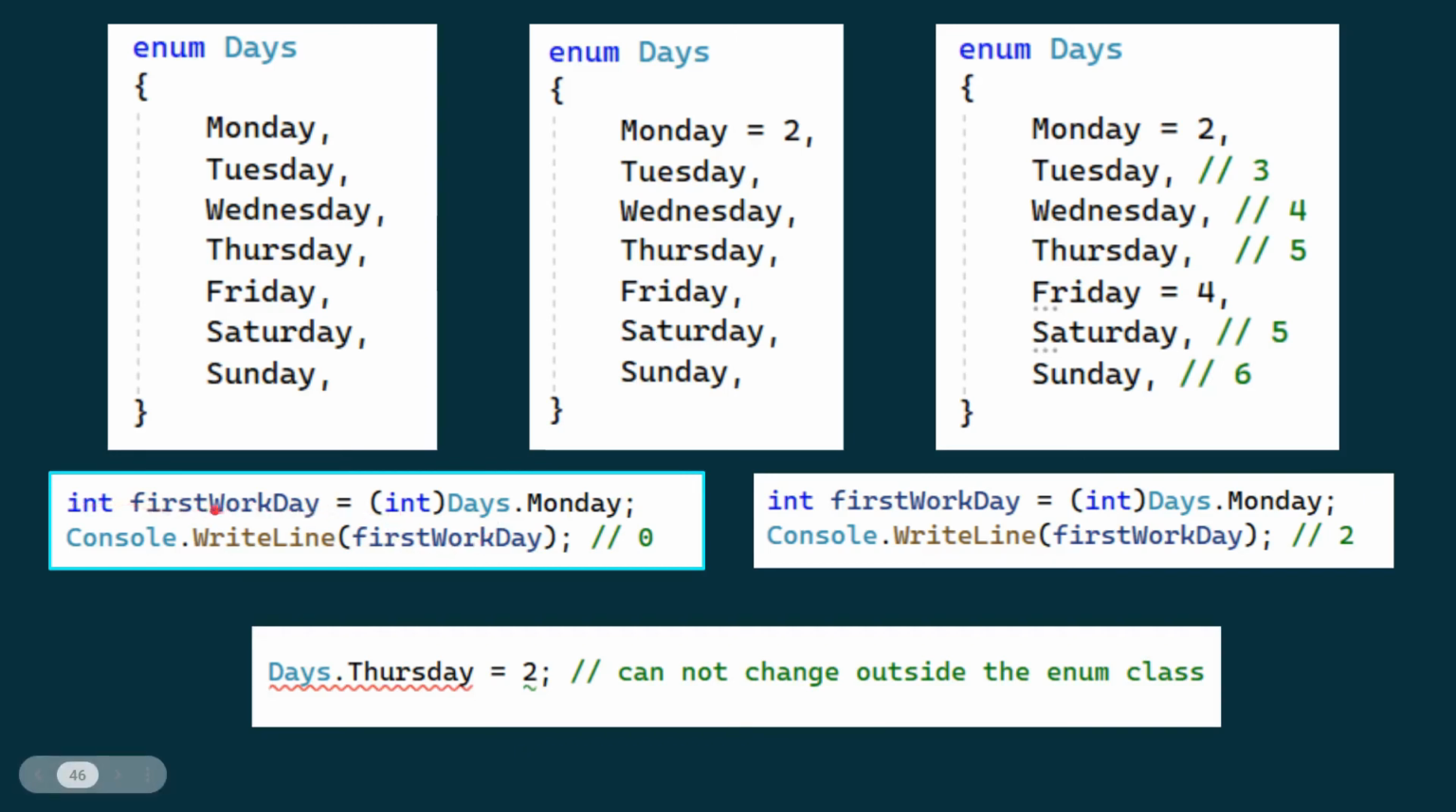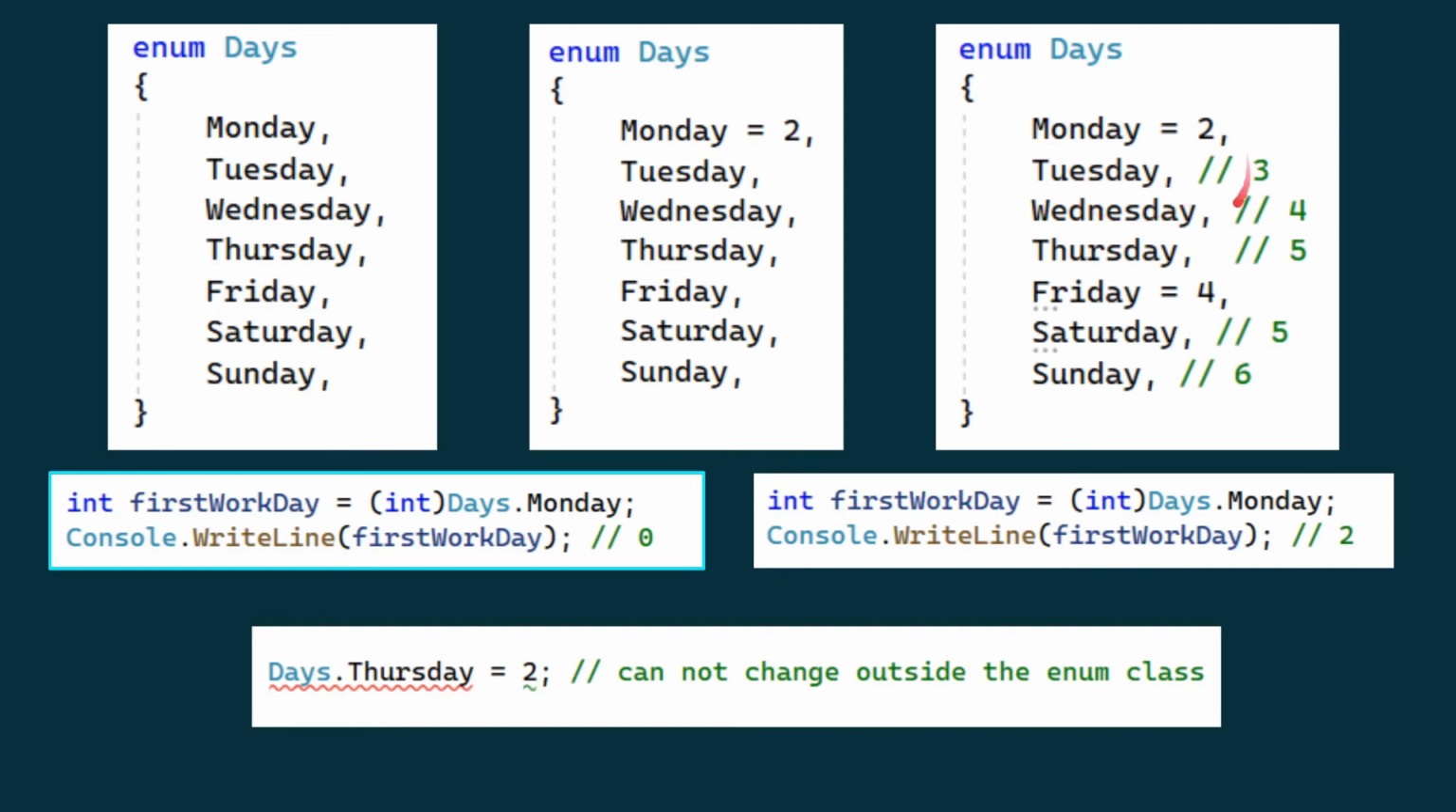So it is integer first workday is Monday. So here it returns 0 because the first item is always 0 unless you set another value or assign another value. So here we assigned the value 2 for the first one. So if we check, we get 2 and the rest update accordingly. So Monday is 2, Tuesday is 3, 4, 5, 6, 7, 8.